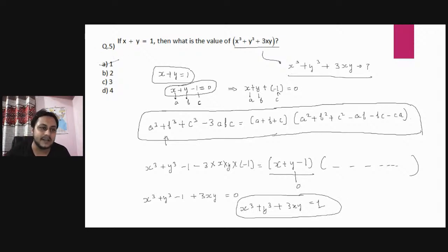So option A is the right choice. The right answer is 1. The value of this one is 1. Got it, guys? Interesting question. But you have to know some identities of algebra, right? There are many things, like if x plus 1 by x equals root 2, then x power 4 plus something equals what? Minus 1, like this, right? So you have to know some identities of algebra.